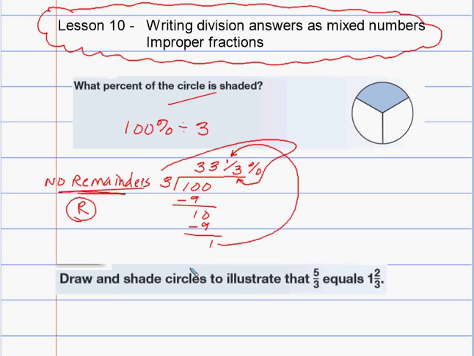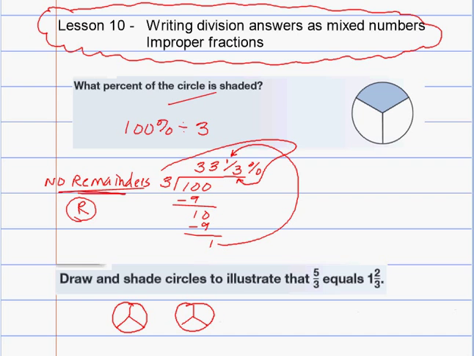your denominator. Okay, now another type of problem will be draw and shade circles to illustrate that 5/3 equals 1 2/3. So this is an improper fraction, and this is the mixed number. So you're going to draw a circle that is cut into thirds, and I know that by my denominator. And so I need 5 of those shaded in. So here are 3. So I know I'll need another circle.